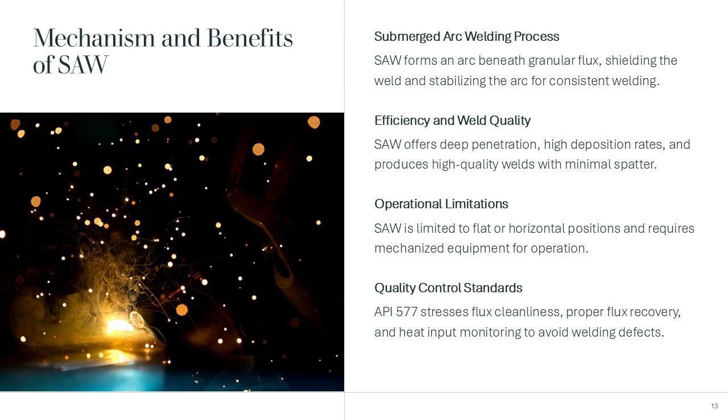SAW produces high-quality welds with minimal spatter and excellent mechanical properties. However, it is limited to flat or horizontal positions and requires mechanized equipment. API 577 emphasizes flux cleanliness, proper flux recovery, and monitoring of heat input to prevent defects like incomplete fusion and cracking. SAW is widely used in industries requiring strong, durable welds.